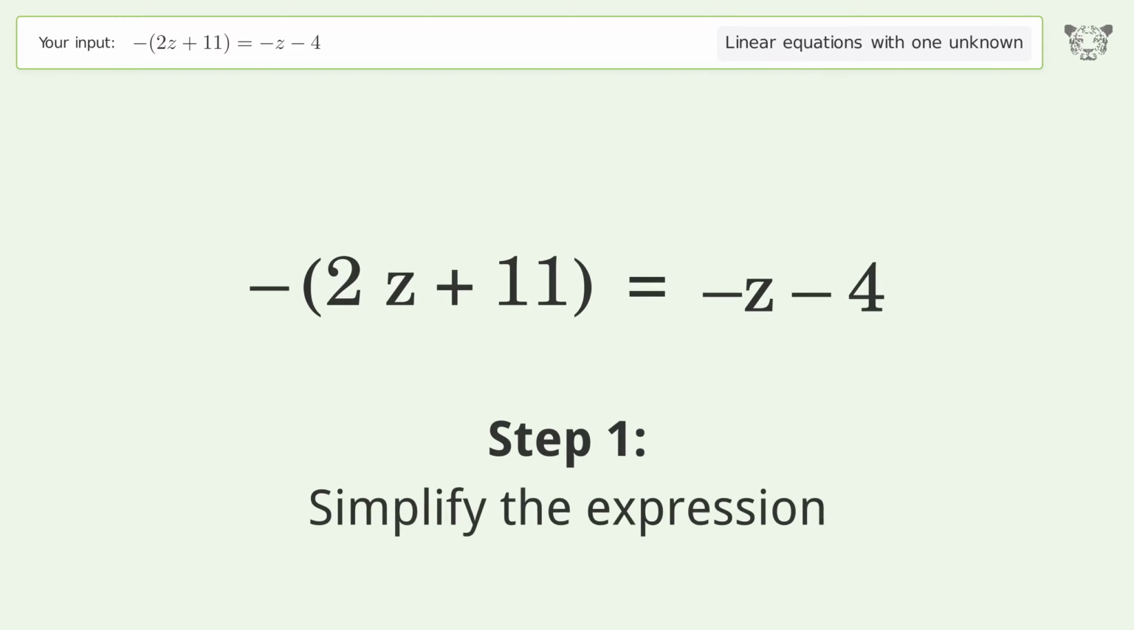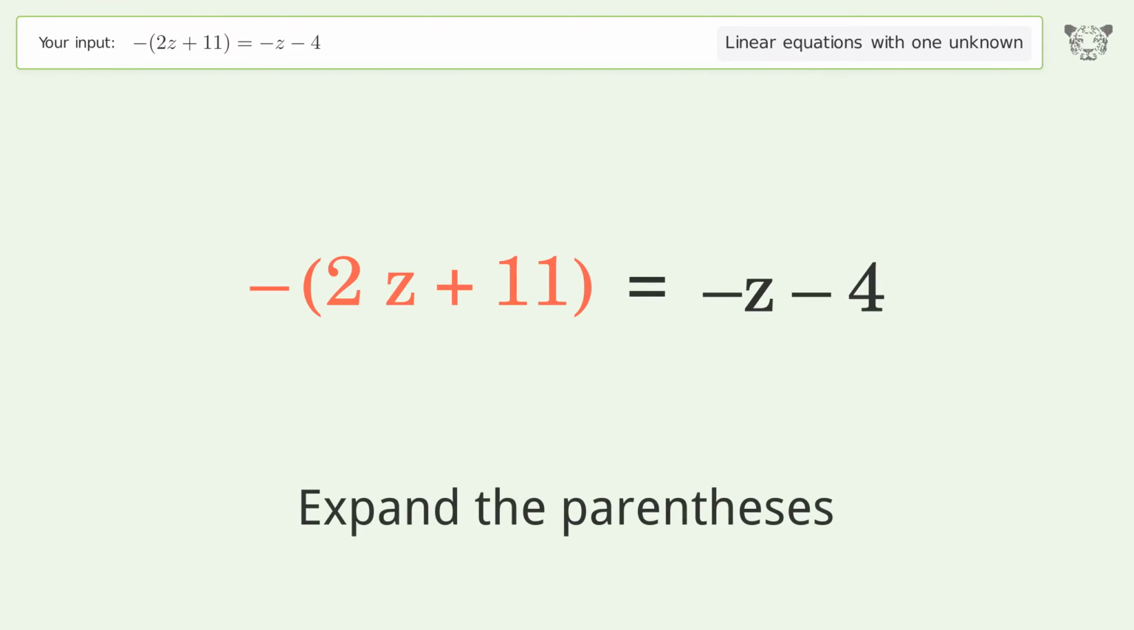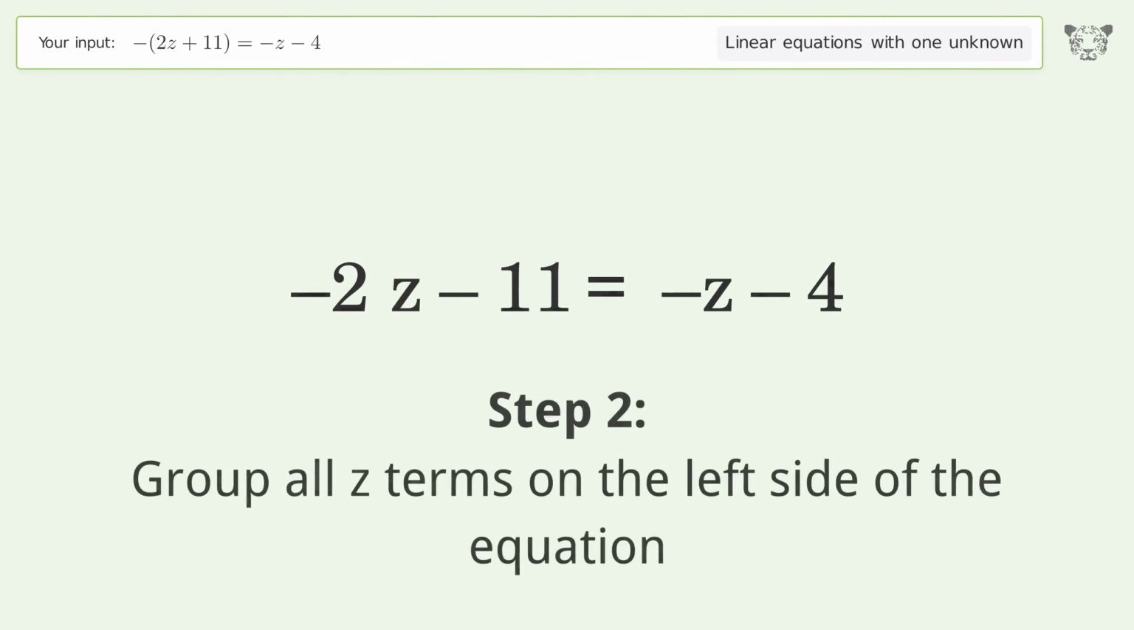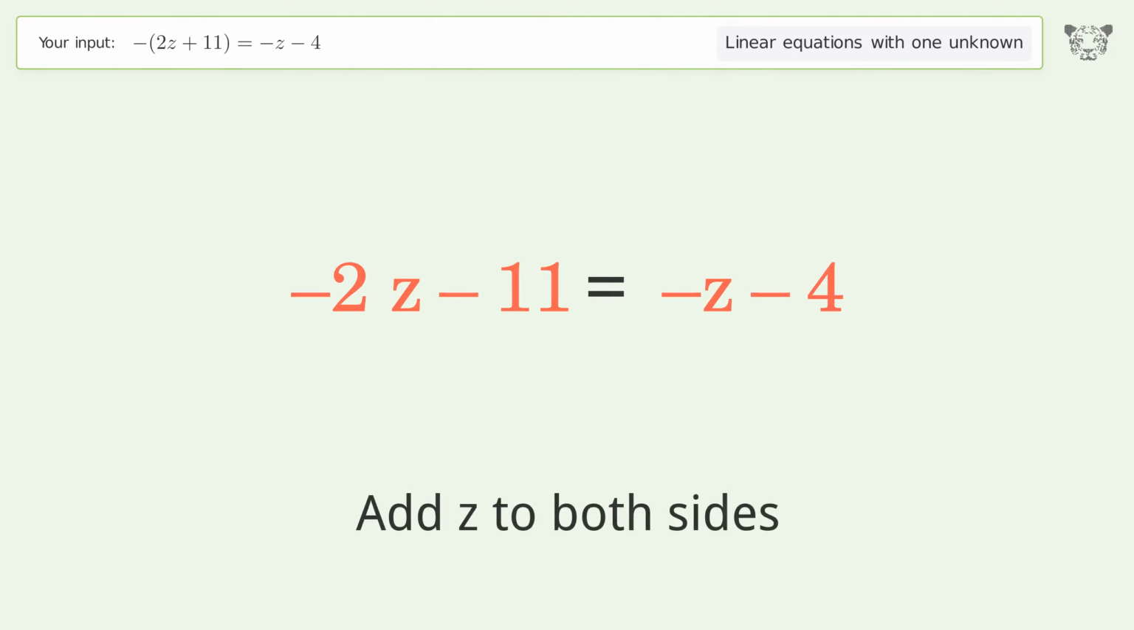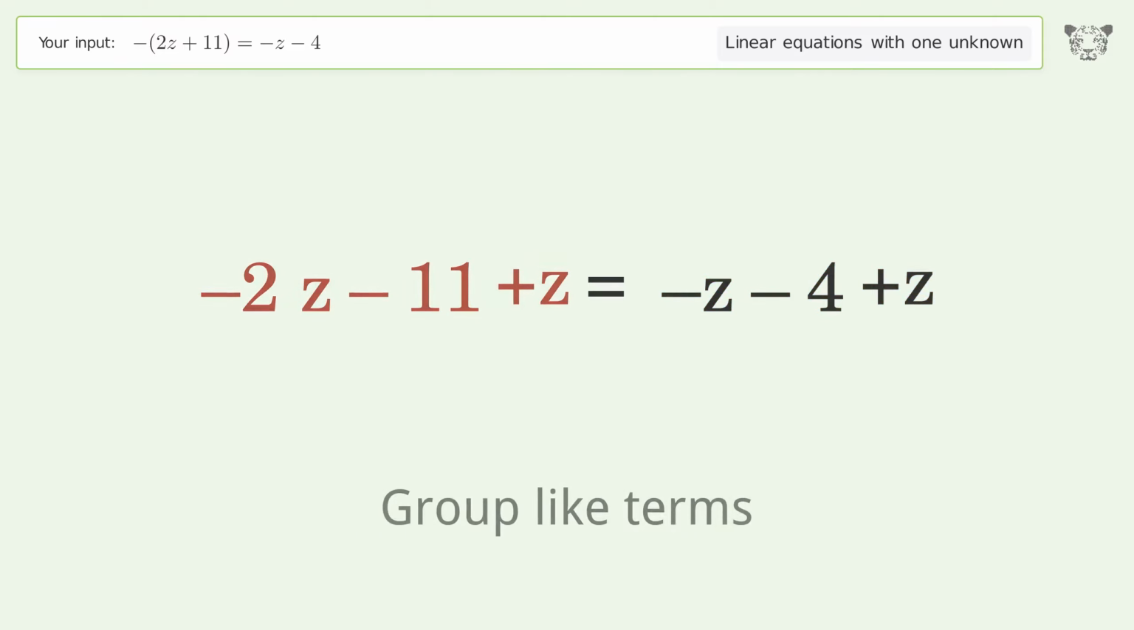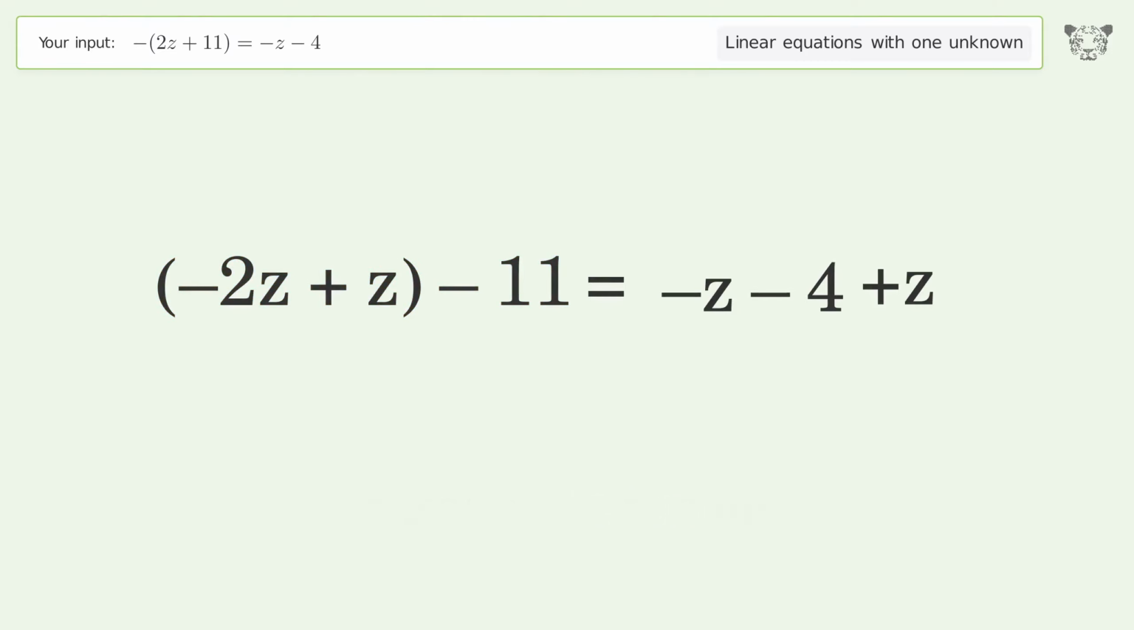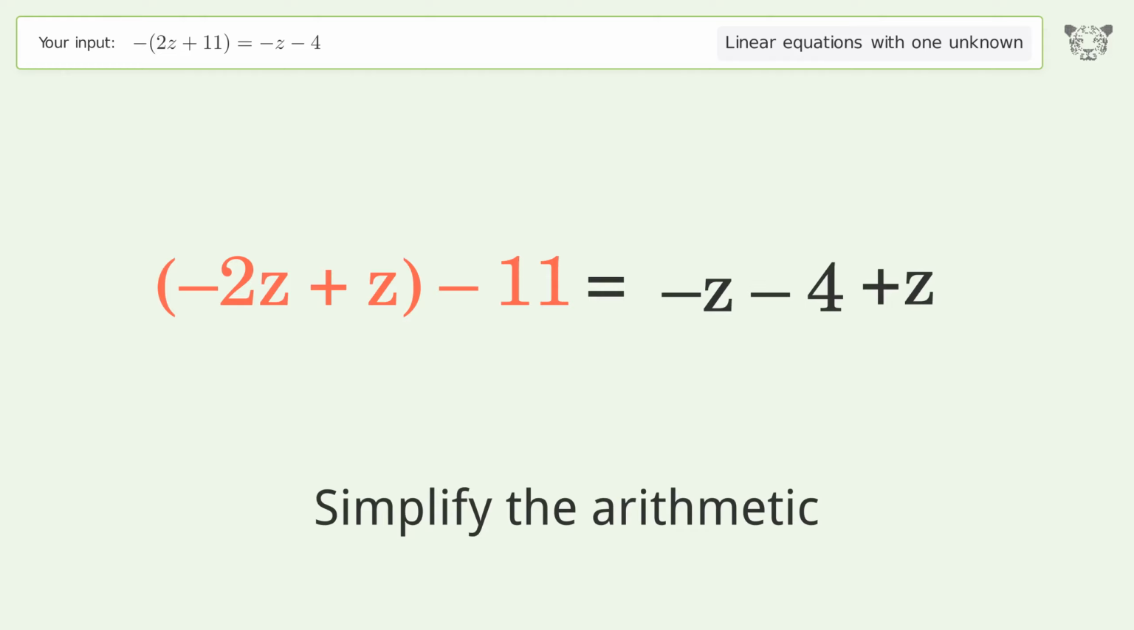Simplify the expression. Expand the parentheses. Group all z terms on the left side of the equation. Add z to both sides. Group like terms. Simplify the arithmetic.